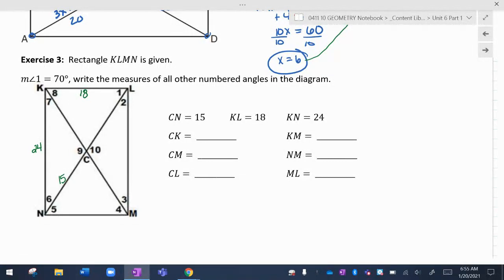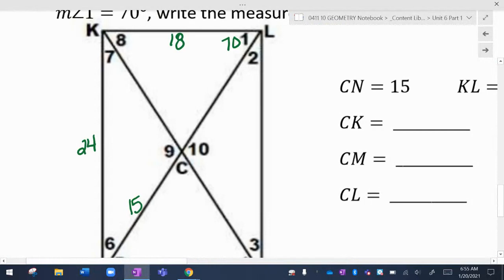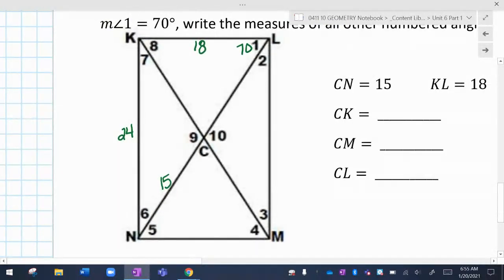Okay. And angle 1 is 70. I forgot to write that in there. Okay, 70 right here. Cool. Well, I'm going to zoom in so I can ignore everything except for the diagram and say, well, if this is a rectangle, if the left-hand side is 24, so is the right-hand side. If the top is 18, so is the bottom. If this is a rectangle, I also know that these diagonals cut each other in half and are the same length. So if this is 15, so is that, and so is that, and so is that.